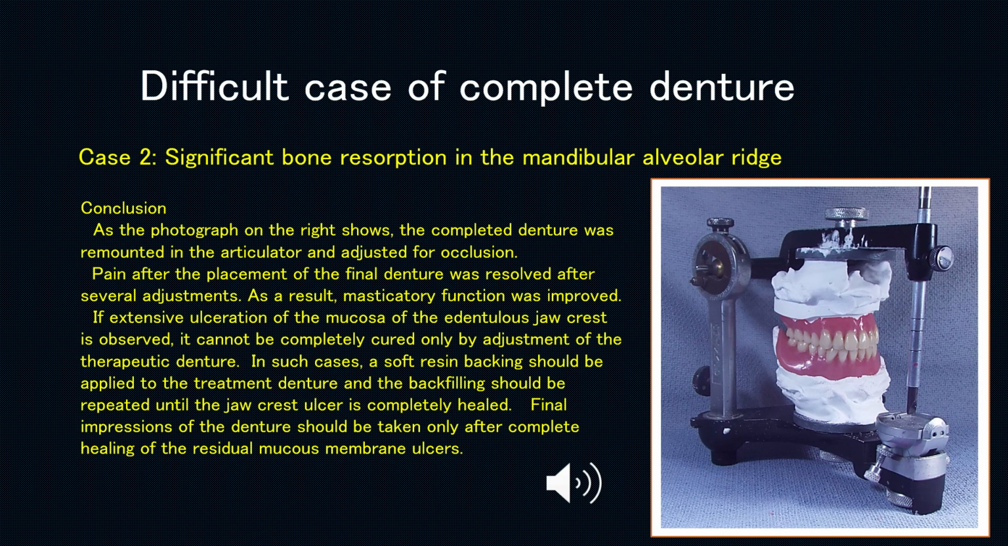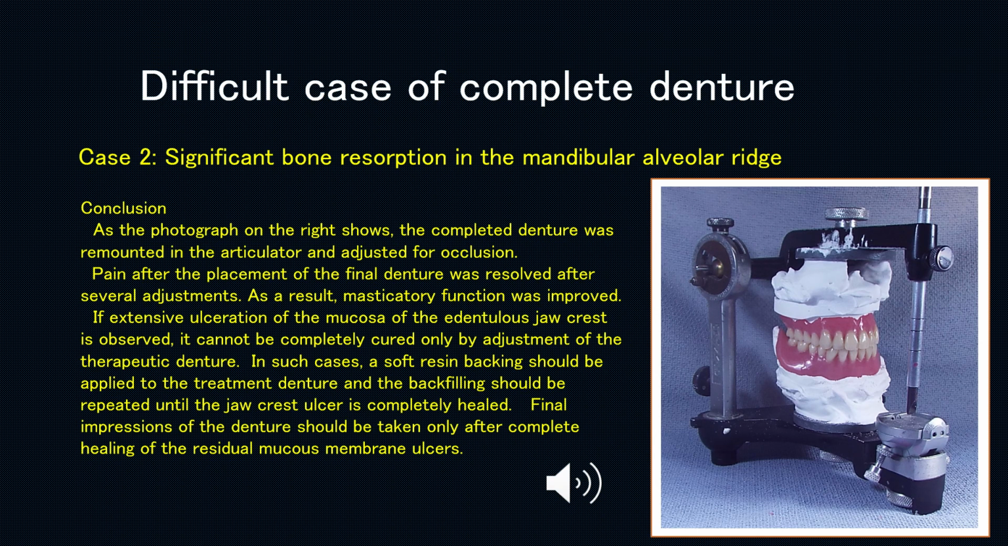Case 2. Significant bone resorption in the mandibular alveolar ridge. Conclusion. As the photograph on the right shows, the completed denture was remounted in the articulator and adjusted for occlusion. Pain after the placement of the final denture was resolved after several adjustments. As a result, masticatory function was improved.